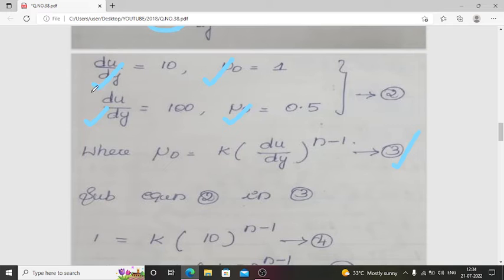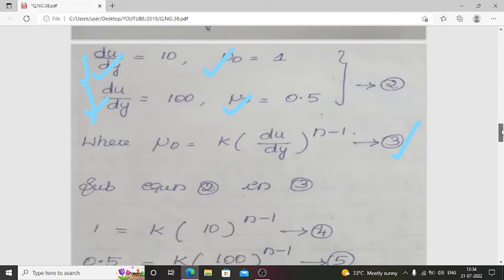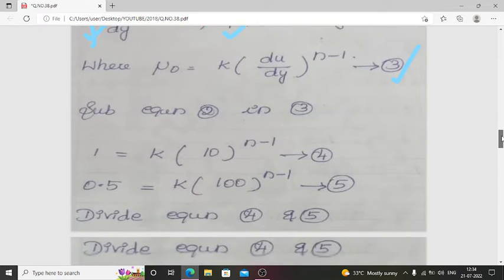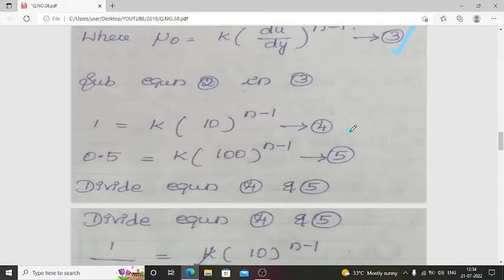So we have two different shear rate values. Substitute them in equation 3. After substituting the shear rate values, we have two expressions, right? One is the fourth expression, another one is the fifth expression. When du by dy is equal to 10, mu naught value is equal to 1. When du by dy is equal to 100, mu naught value is equal to 0.5. Okay, so this is equation number 4 and 5.